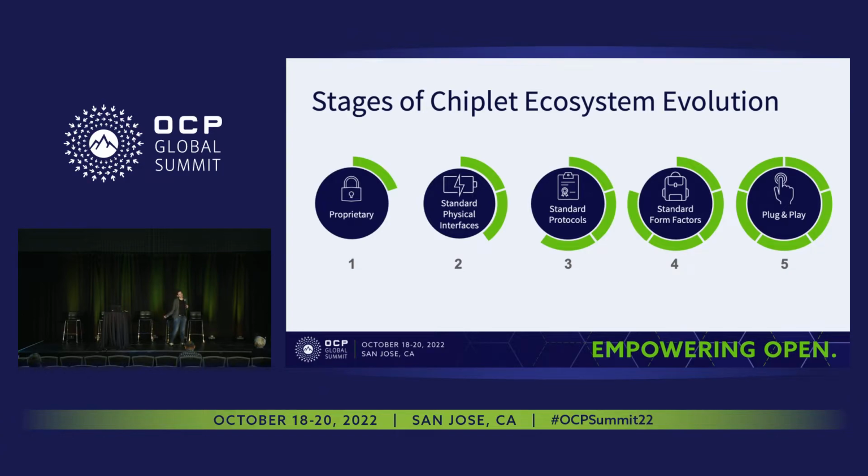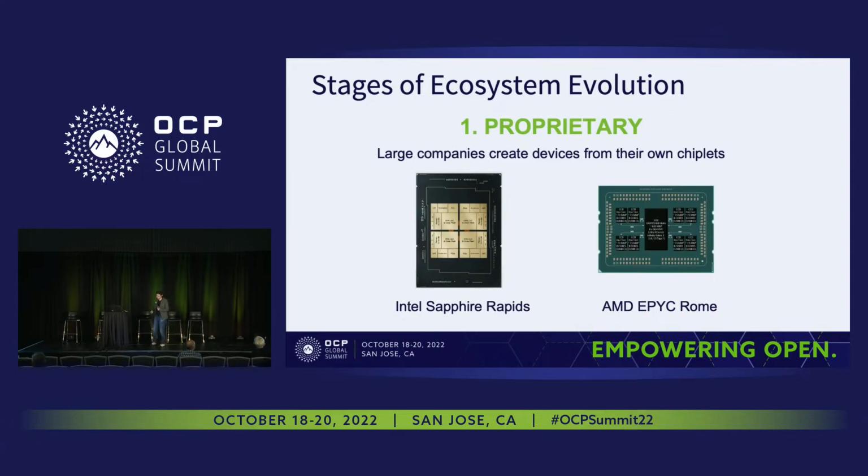Then we get to layering on standard protocols, then moving on to standard form factors and really getting to plug and play. And so we have a little bit of time for us to get to the true plug and play, but let's talk about that journey. So in the proprietary phase, we've already touched on the Sapphire Rapids and the EPYC Rome examples, but large companies doing their own chiplets because they can, but how do we really evolve from the proprietary into the broader based adoption and standard and less boutique?